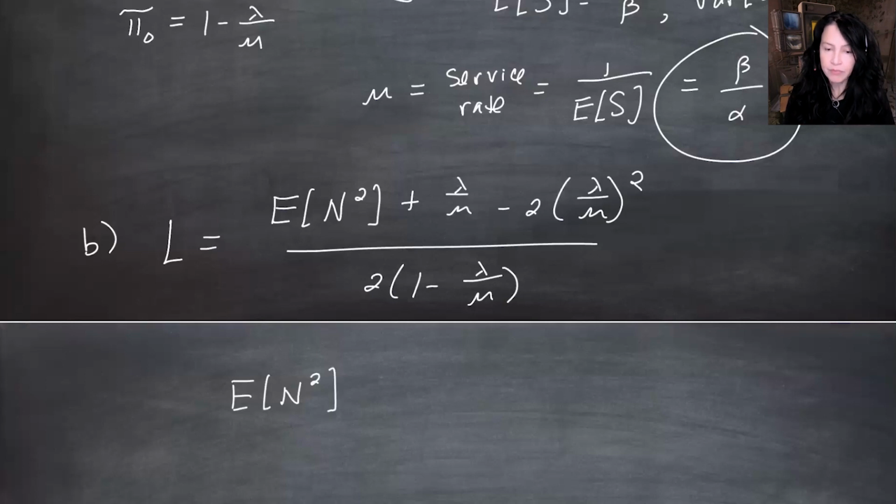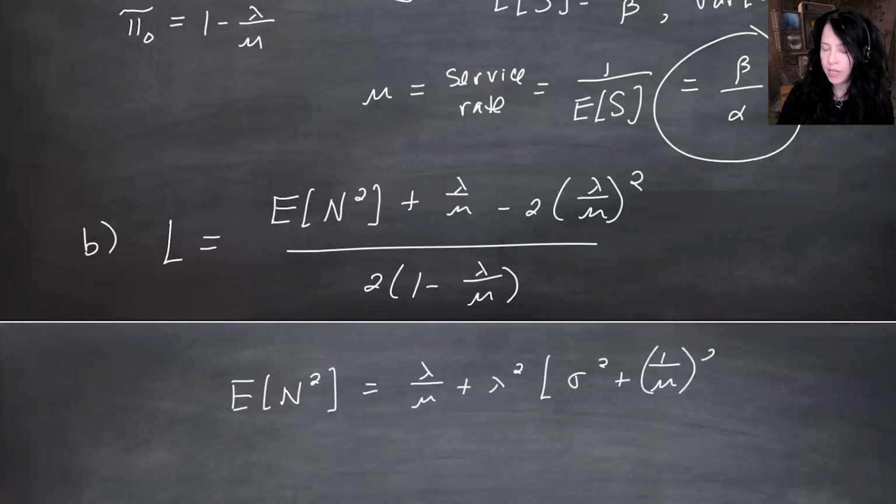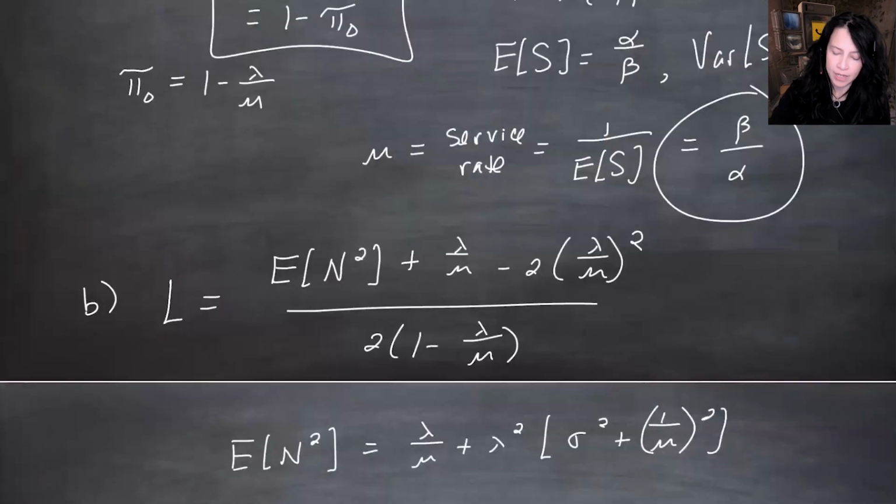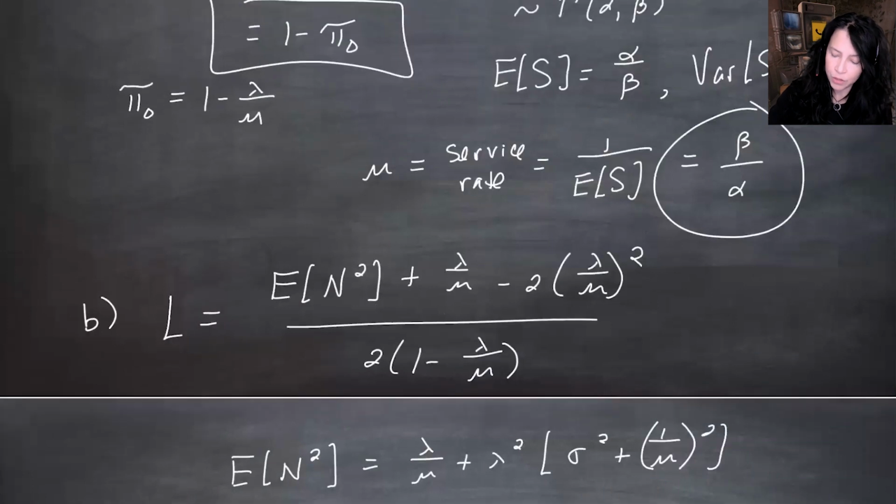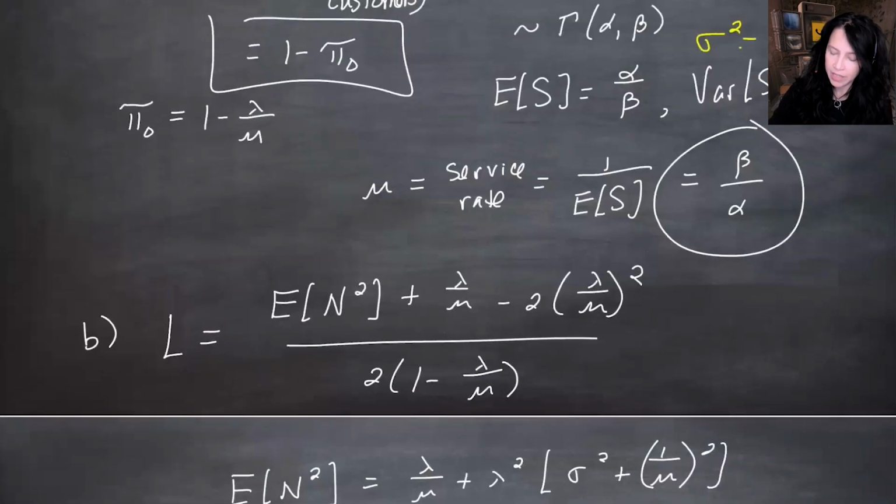And the number of arrivals during a fixed period is a Poisson, and we conditioned on the time of the service. And this turned out to be lambda over mu plus lambda squared, sigma squared plus 1 over mu squared. And sigma squared here is the variance of the service time distribution.